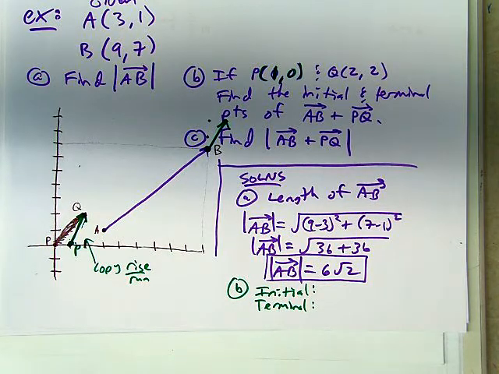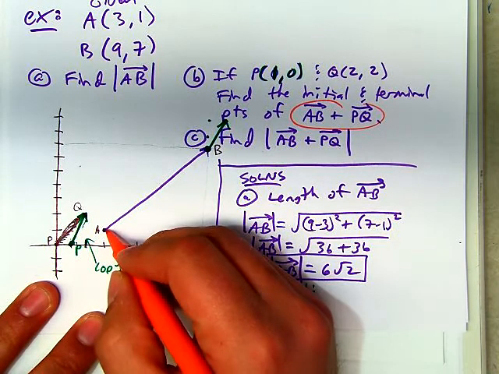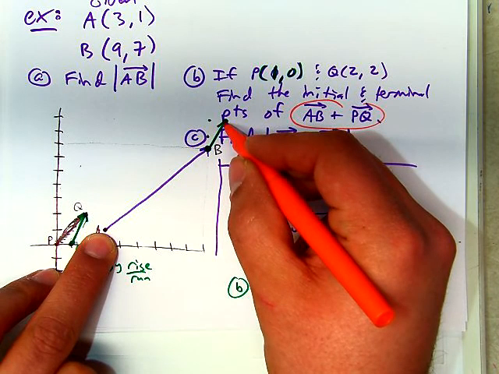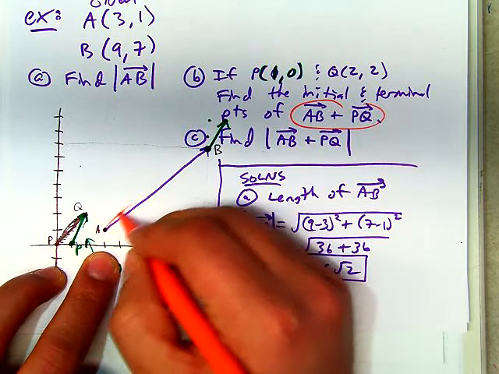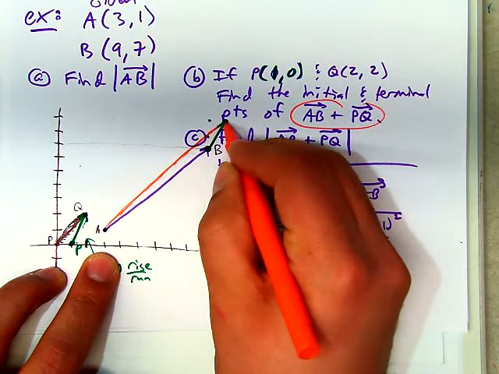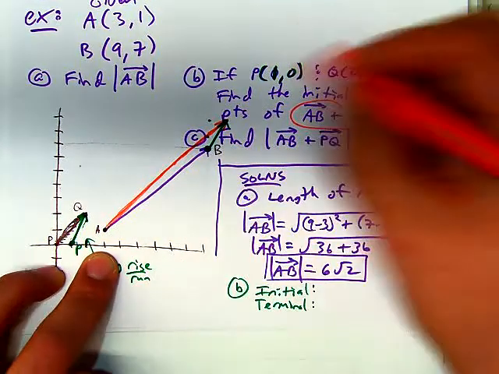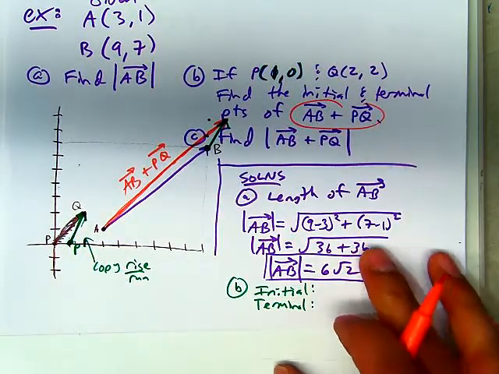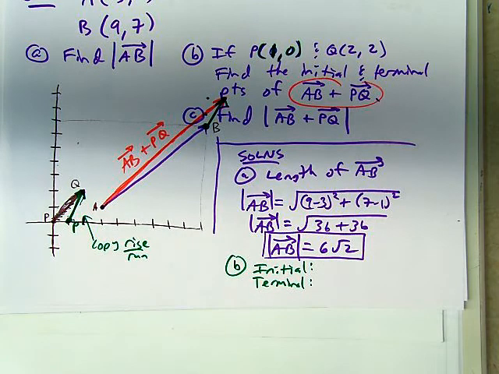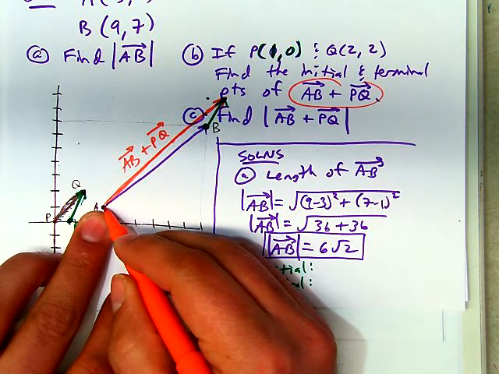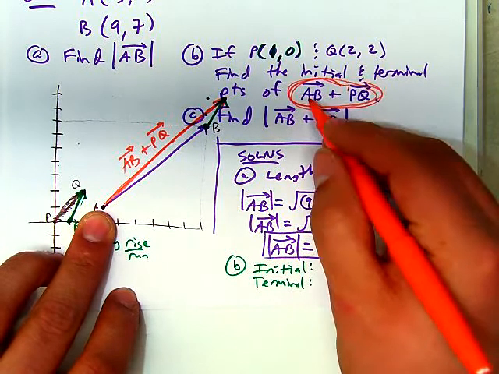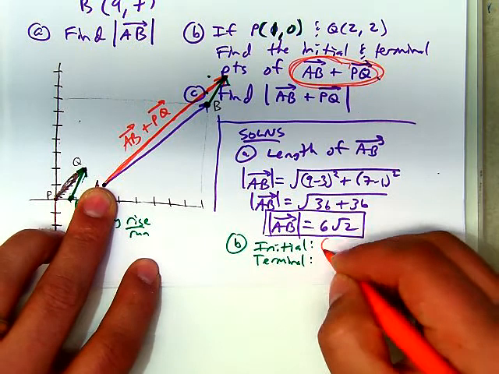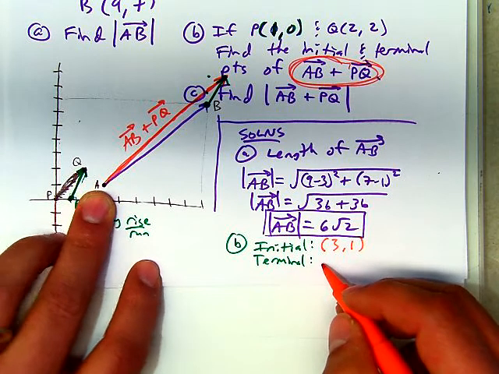And now using what we talked about before, AB plus PQ is just going to be the vector that goes all the way from A to this new endpoint up here. So if I draw this vector, this orange vector right here, that would be vector AB plus PQ. So to list the initial point, well, the initial point is going to be the same for the orange vector, because the orange vector is the 2 vectors added together. The initial point is still A, so that's just going to be 3, 1.